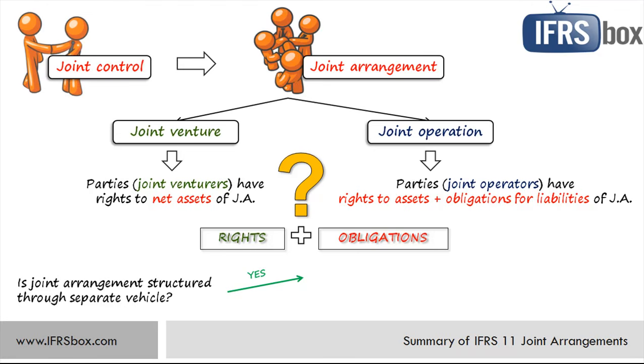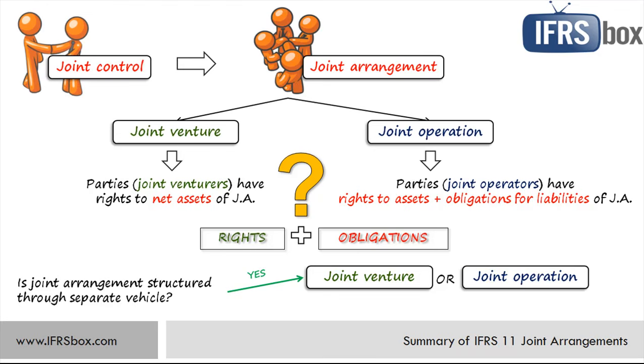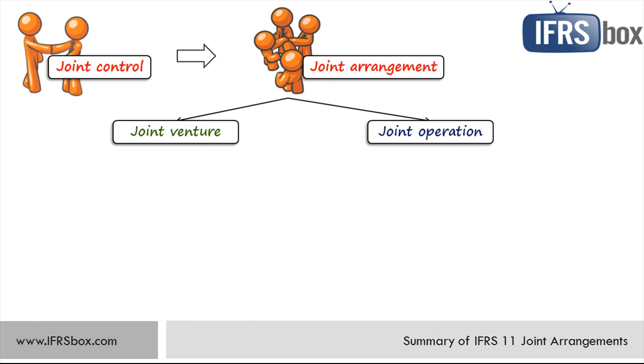If there is a separate vehicle, then the joint arrangement might be a joint venture or joint operation, and you would need to carefully consider the legal form of the vehicle, the terms of the contractual arrangement, and also other facts and circumstances when relevant. However, if there is no separate vehicle, then the joint arrangement is a clear joint operation. Based on the classification, you need to apply the appropriate accounting method for reporting your investment in the financial statements.